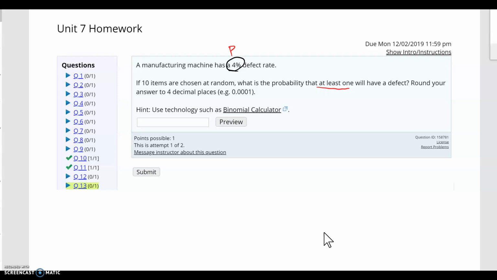All right, so this terminology right here, this "at least one," that means I want the probability that X is greater than or equal to 1. The binomial probability. This is my probability. So this is the probability for each individual event. I'm going to have 10 items. So that's how many trials I have. So let's go to the website and plug in these numbers.